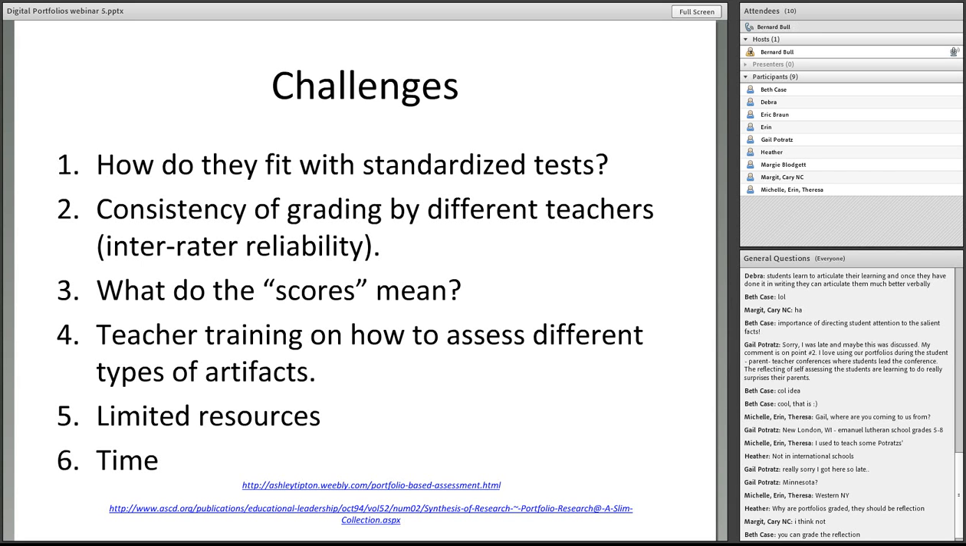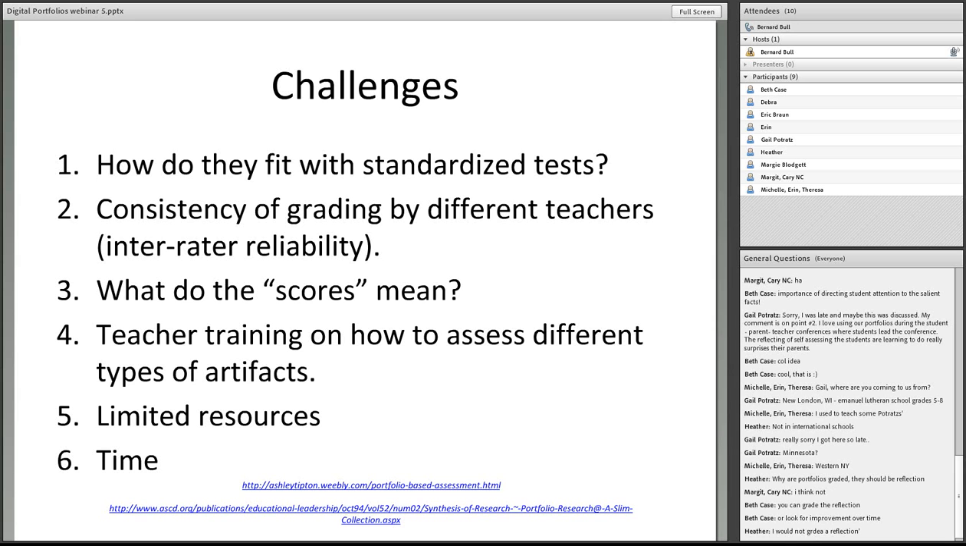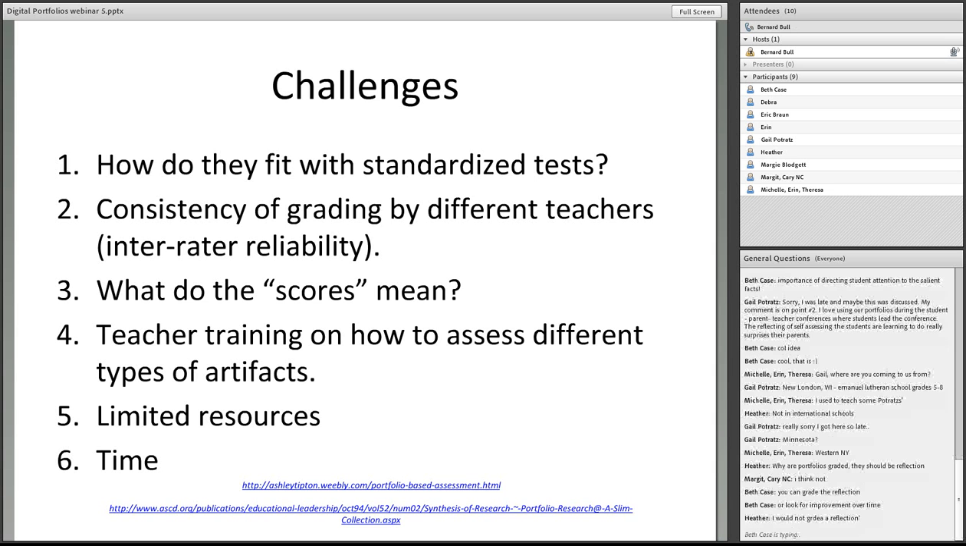So Heather wrote, why are portfolios graded? They should be reflection. That's certainly the perspective that many people would make about portfolios. And actually, I'll mention some research later on that would support your claim. But in some contexts, portfolios are a collection of graded work, or many of the artifacts are graded work. So it's kind of a weaving of graded and ungraded artifacts.